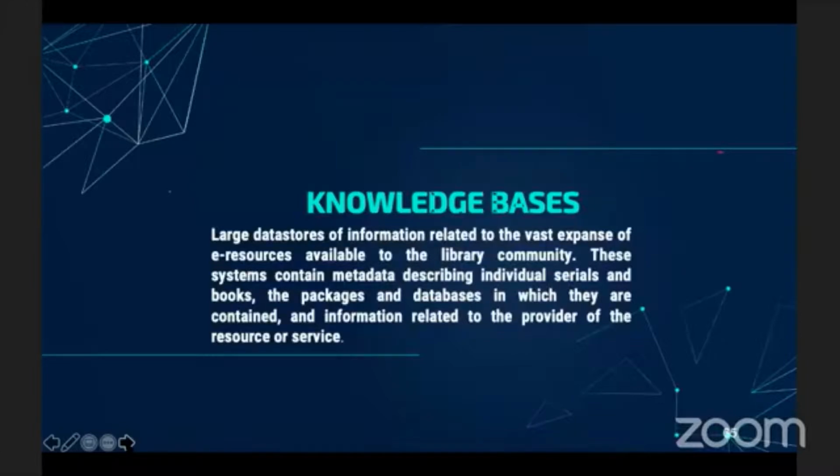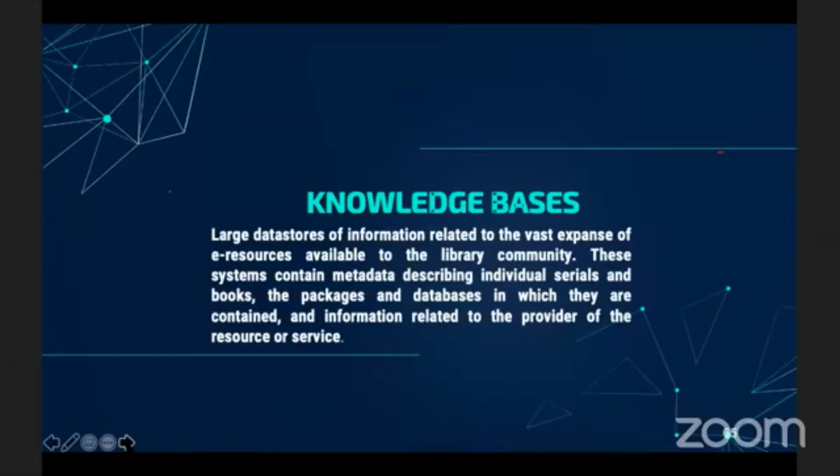Now, that brings us to the very important thing about knowledge bases. In order to understand why knowledge bases are critical to the electronic resource management process, it is important to know what they are. Electronic resource knowledge bases are large data sets or data stores of information related to the vast expanse of electronic resources available for the library community. These systems contain metadata describing individual series and books, the packages, the databases in which they are contained, the journals, and the information related to the provider and to the resources, services, and everything.